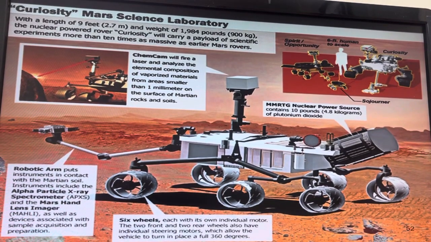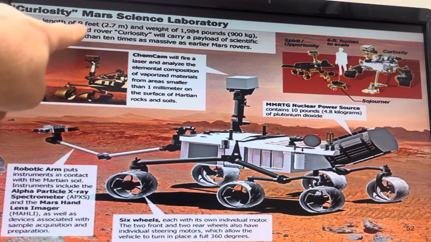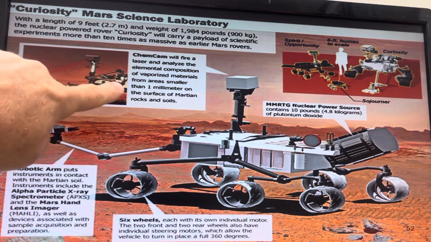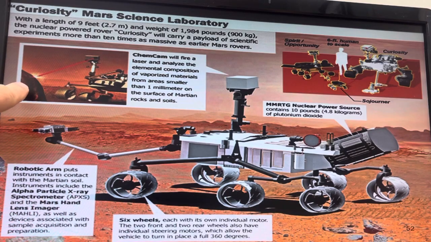9 feet long, about 2,000 pounds, nuclear powered, okay? So here's the nuclear power source. It contains 10 pounds of plutonium dioxide, which will last many, many years. It has a laser that it shoots into rocks and vaporizes the rock. And then it's able to tell what the components of the rock are made of.